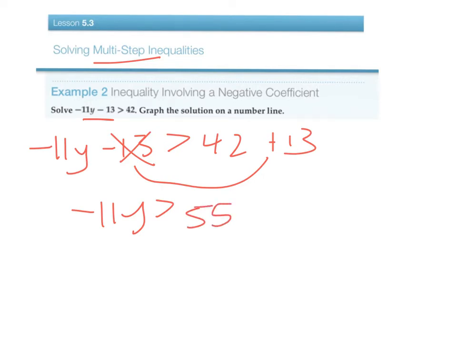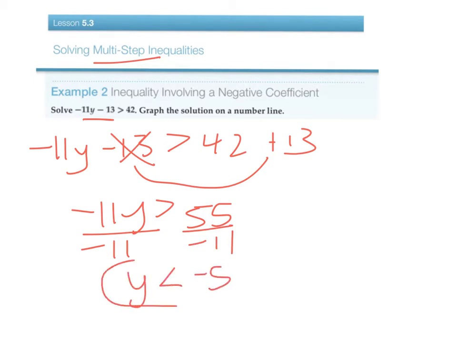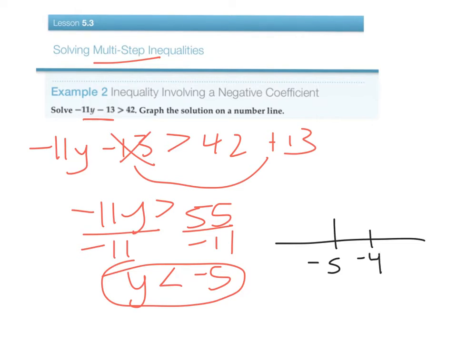I'm going to divide by a negative 11, and when you divide by a negative number, the sign must switch directions. So I get y less than negative 5. So there it gives me my solution. On the number line, once again, I go to a negative 5, one number to the right, in this case negative 4, and one number to the left, negative 6. Because there's no line underneath it, it's an open circle, and it goes to the left.